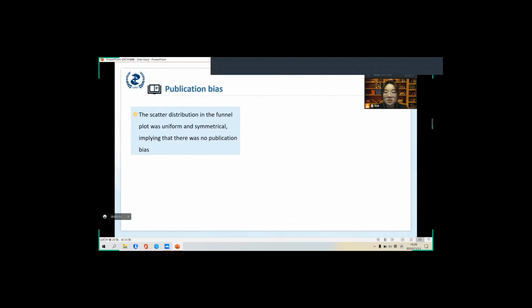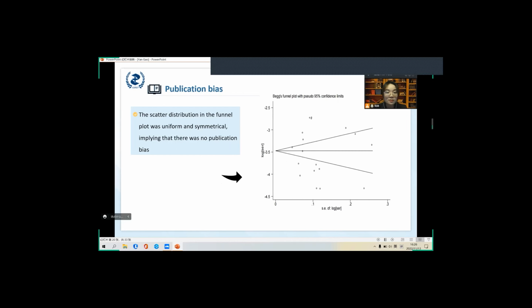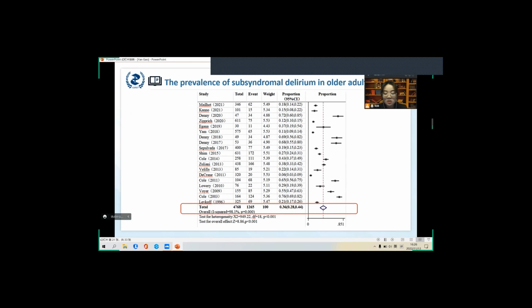The scatter distribution in the final plot was uniform and symmetrical, implying that there was no publication bias. The prevalence of subsyndromal delirium in older adults is shown in Figure 2, which incorporates data from 19 studies. Results show that the overall prevalence of subsyndromal delirium in these patients was 36.4%.